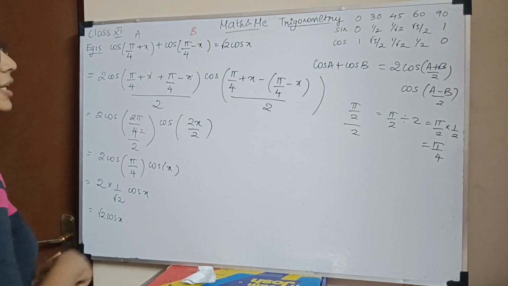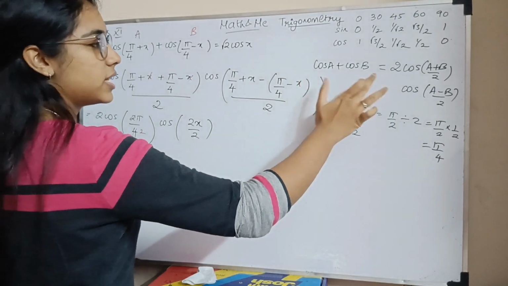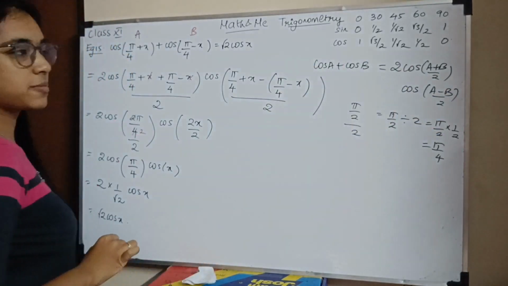Okay, I'm simply using the formula that we learned. So just remember the formula correctly. When cos plus comes, it is 2 cos a plus b by 2, a minus b by 2. Okay.